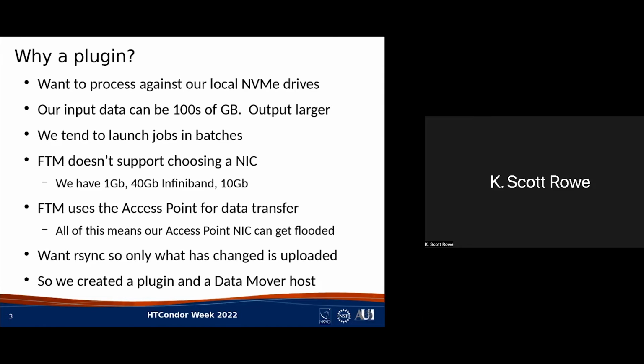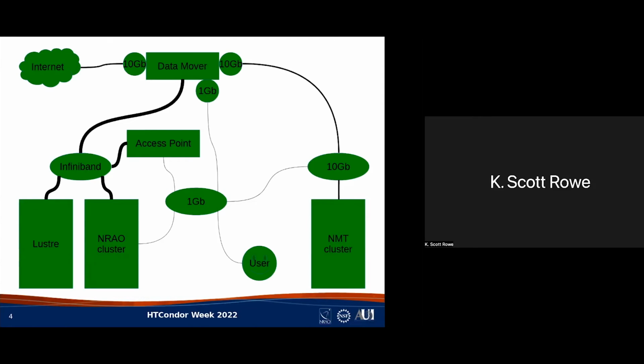We created a data mover host, which I'll explain here in this very cheesy diagram of the networking into New Mexico. And I'll go over three cases here that are common that might explain this whole situation. So over here on the bottom left, we have our NRAO cluster. This is our on-premises cluster. It mounts Lustre over InfiniBand, so that's a relatively fast connection. But when you use the file transfer mechanism, it will use this 1 gigabit link. Hopefully you can see my mouse here. It will use this 1 gigabit link to the access point.